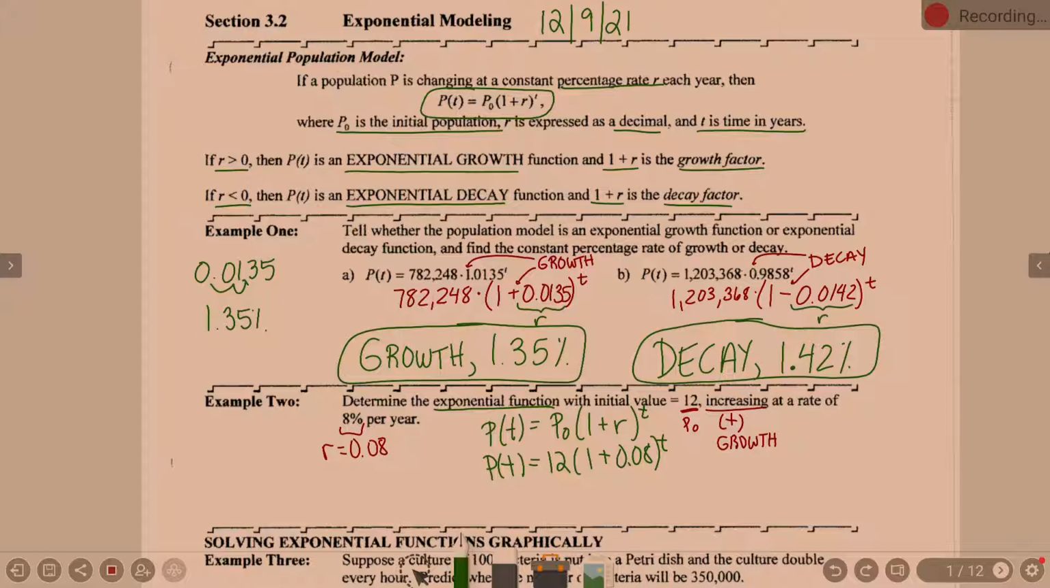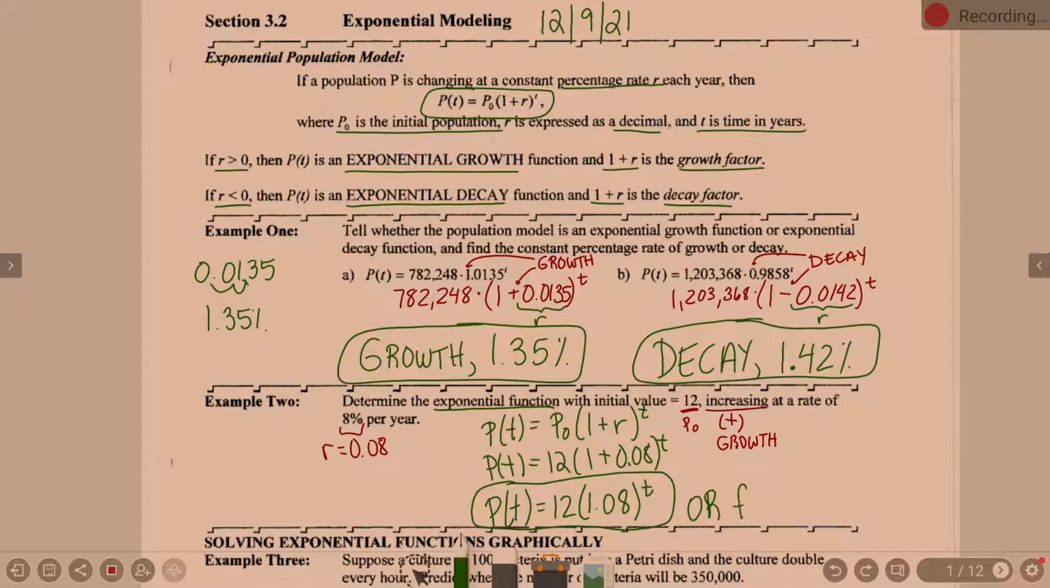Can you clean that up just a teeny bit? There's not a lot of cleanup, but we can say P of t equals 12 times 1.08 raised to the power of t. There are several different ways we could express this. It just asked us for an exponential function. Did it say we had to use the population model? It didn't, so I just grabbed that because that's the one here. But P of t is perfectly fine.